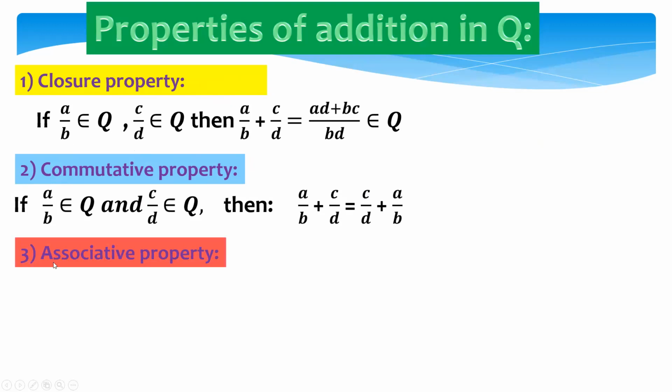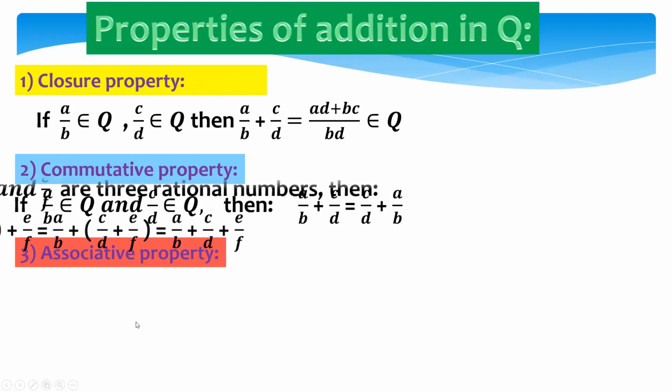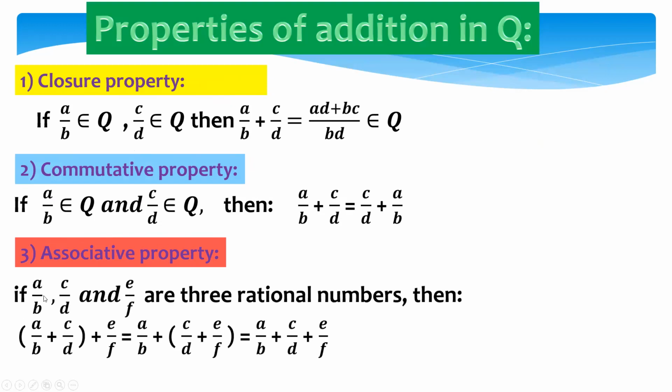Third one, associative property. Here, if A over B, C over D, and E over F are three rational numbers, then A over B plus (C over D plus E over F) equals (A over B plus C over D) plus E over F, all the same, they are equal.